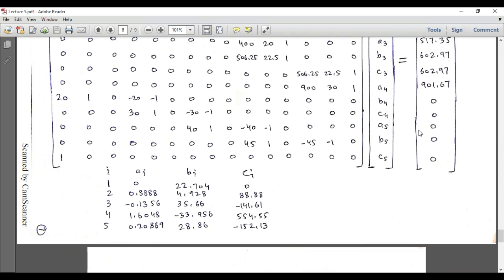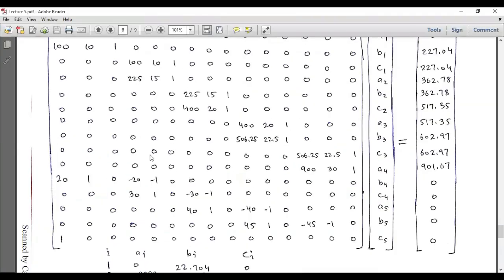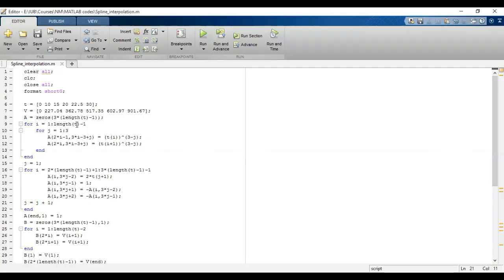So this is AX equal to B, and this is our generation of the A matrix, and it starts from this point up to this point. First of all, we have to build the entries from row 1 to row 10. This is done by using this for loop, and in this for loop the commands are given, and you can write that code by yourself.